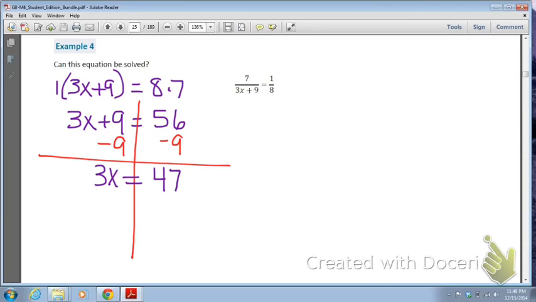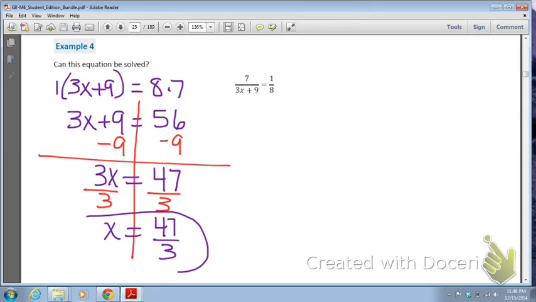All right, and then my last step here would be to divide by 3. And straightening that out, I get 3x divided by 3 is just x. 47 divided by 3 is 47/3.